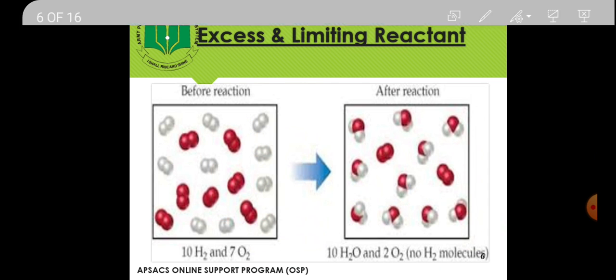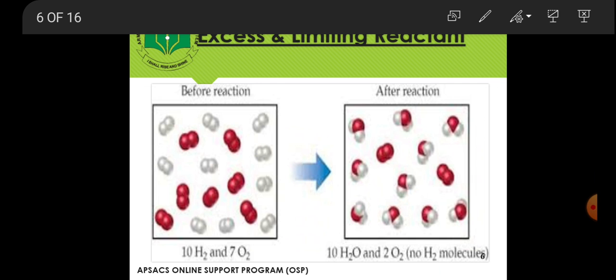Yes friends, so let's discuss the excess and limiting reactant in more detail. For example, before the reaction we have 10 moles of hydrogen, and we have 7 moles of oxygen. So we have two reactants. One is hydrogen and the other one is oxygen.